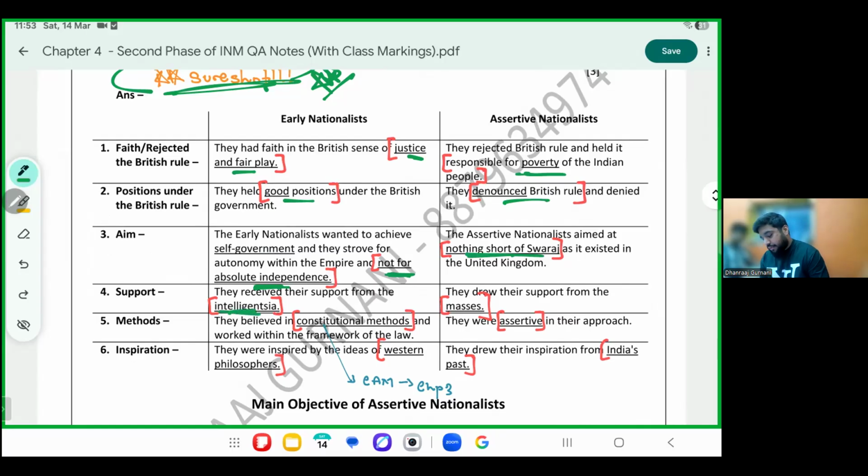The early took their support from the intelligentsia. See the group word, intelligentsia: all the intelligent people. The early were rich, educated, and had studied in foreign universities. The assertive got their support from the masses, the people. They believed in assertive methods, they were inspired by Western philosophers, and they were inspired by India's past.